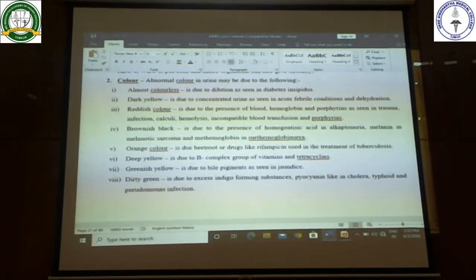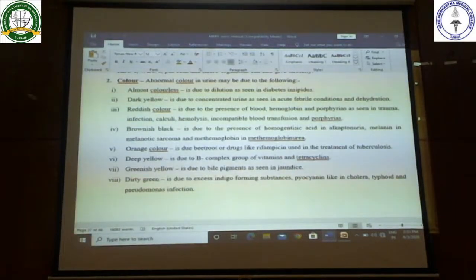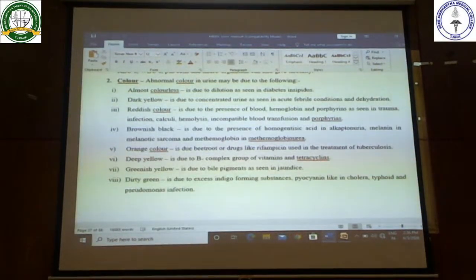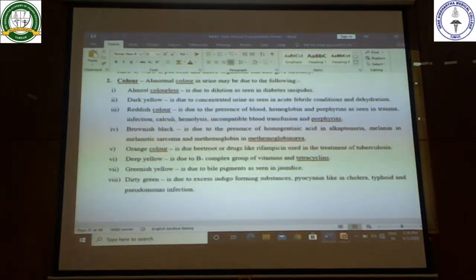Another, physiological cause could be excess water intake. If you are frequently drinking a lot of water, or if you are exercising when it is very hot and gulping lots of water, you will have almost colorless urine. So it could be normal and it could be abnormal also. Depending on the situation, you have to analyze.